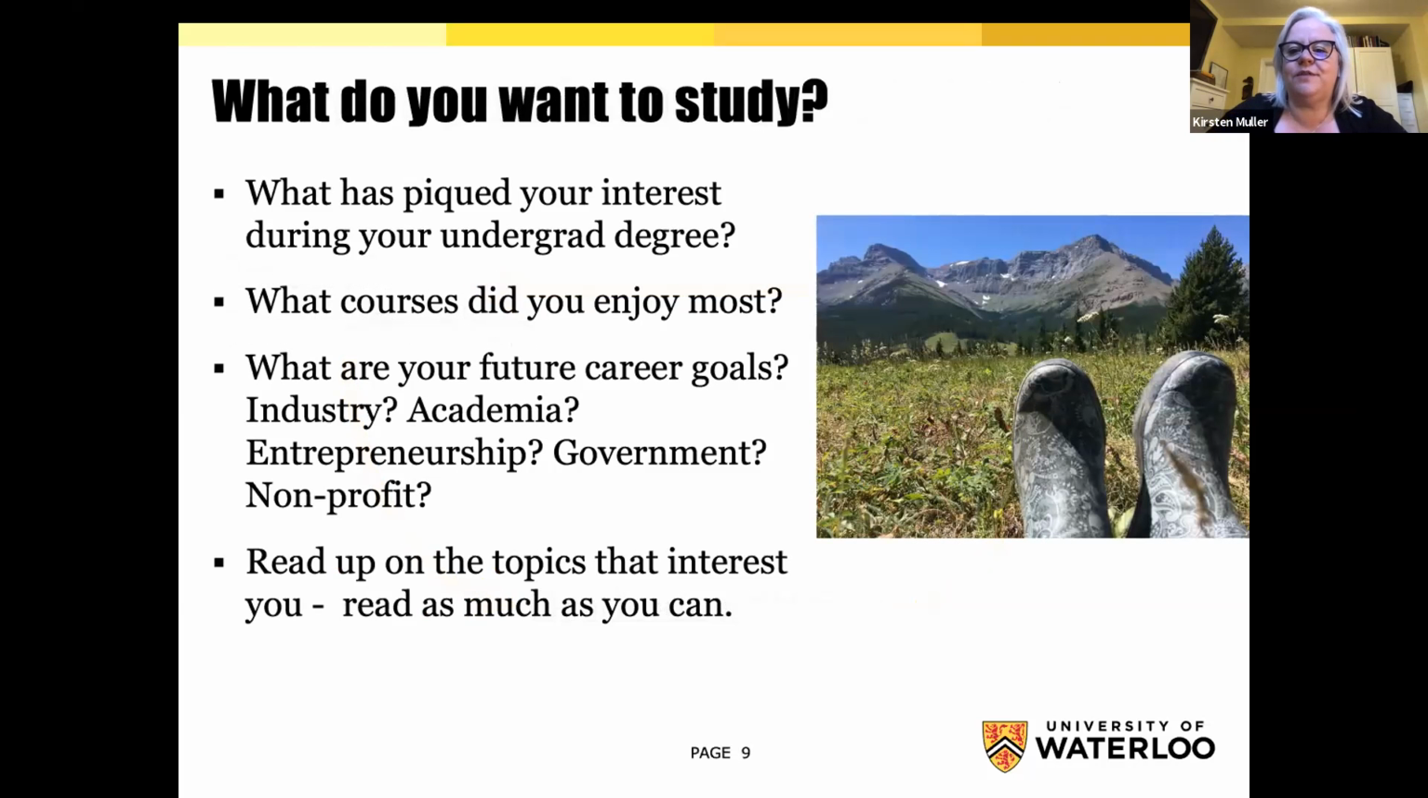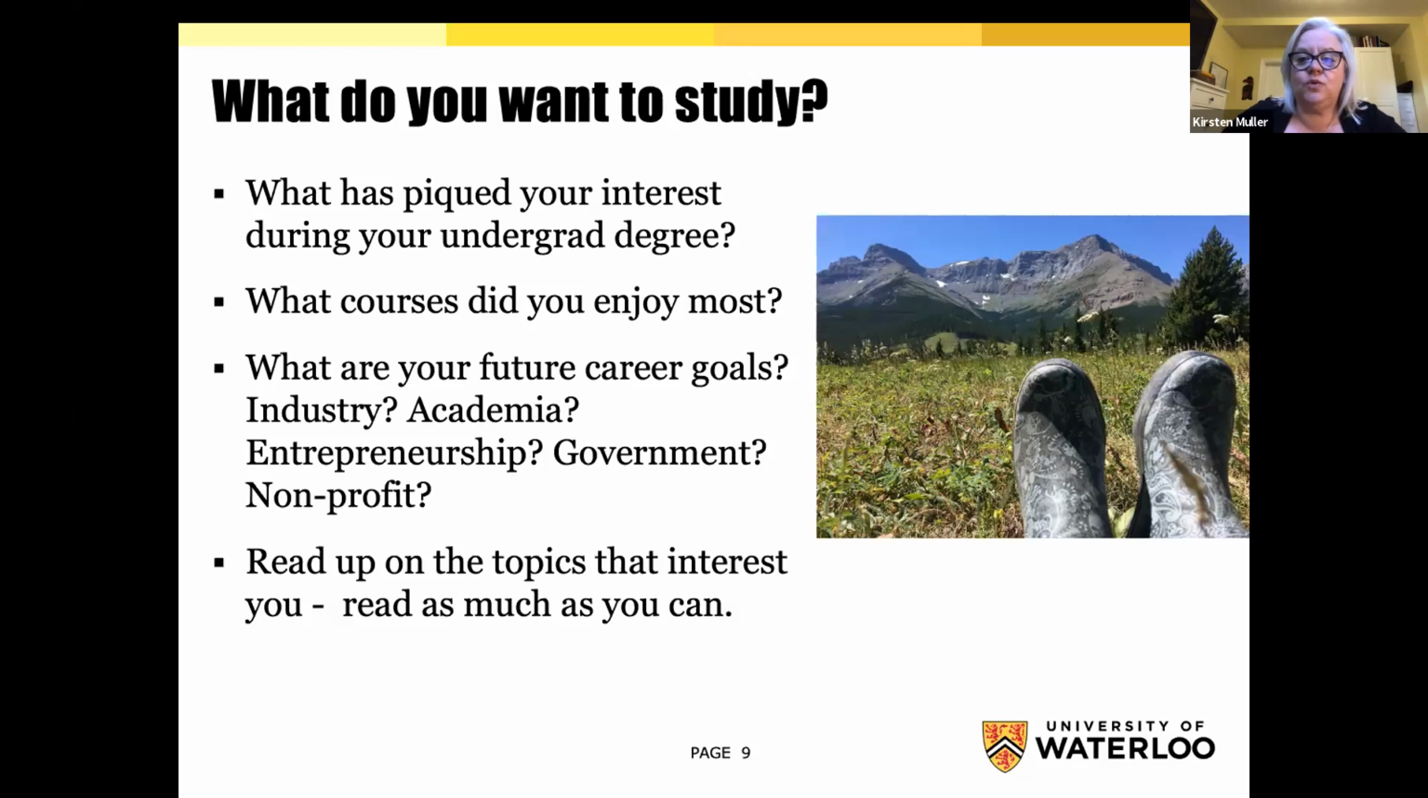So what do you want to study? Well, these are my boots, in southern Alberta, where I do a lot of my field research. One of the things I realized as an undergraduate is that it was really important for me to be outside, enjoying being out in the field and doing work there. So before you even start thinking about looking for a supervisor and looking at universities, you really want to ask yourself what you're interested in.